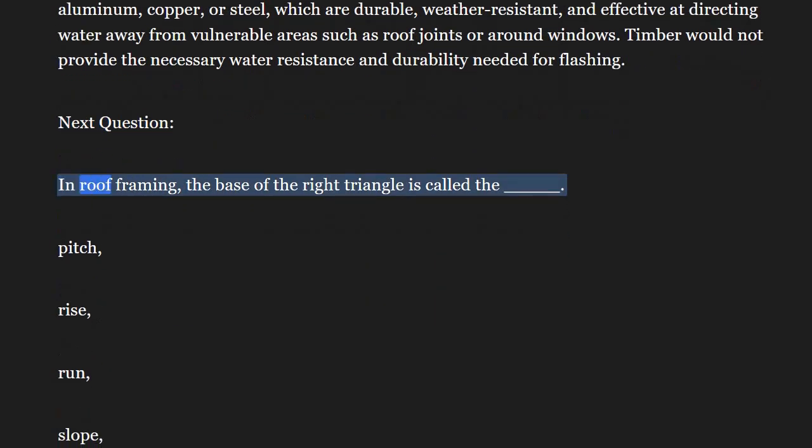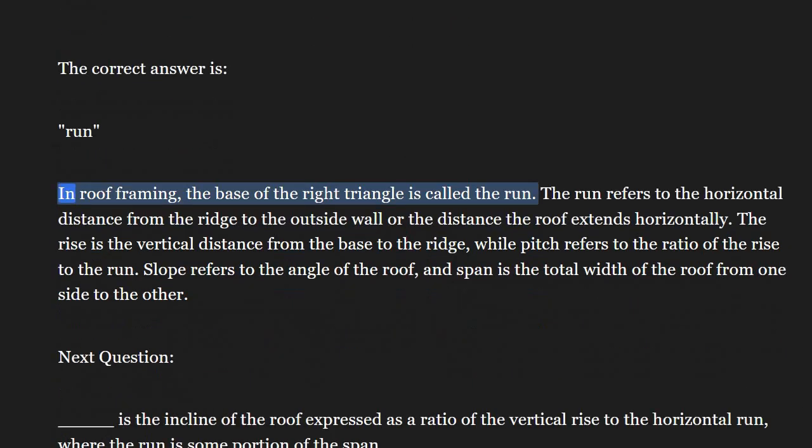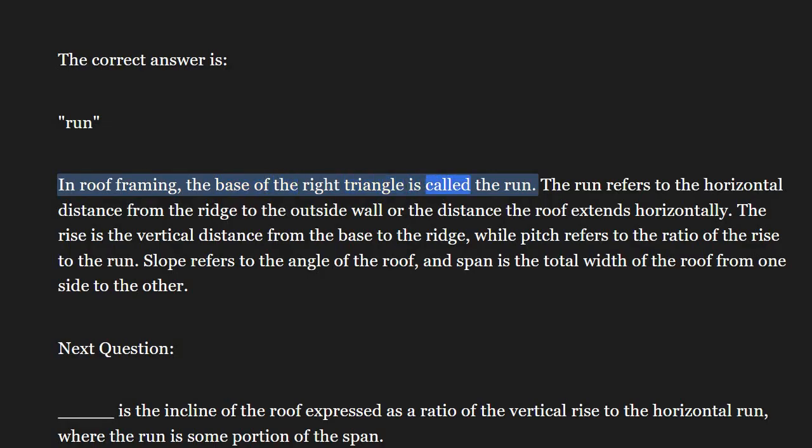Next question. In roof framing, the base of the right triangle is called the pitch, rise, run, slope, span. The correct answer is run. In roof framing, the base of the right triangle is called the run.